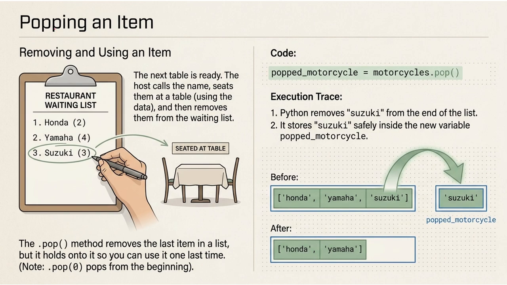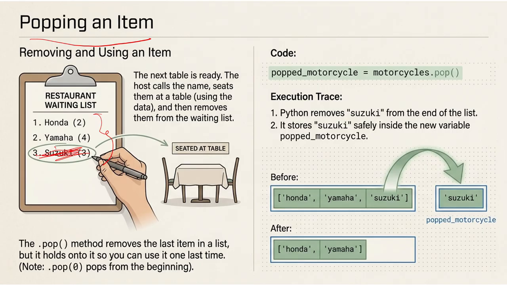The second is popping an item, removing and using an item. The next table is ready. The host calls the name, seats them at the table using data, and then removes them from the waiting list. In order to understand it, let's take a real world analogy. Suppose you have these names of persons who have booked your restaurant. Once a person has arrived, you will simply strike out their name.